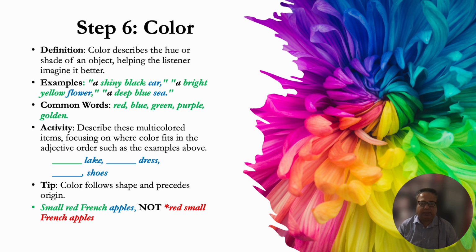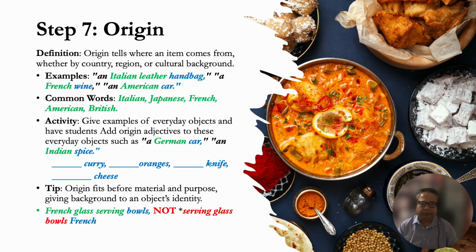So can you do the activity real quick? It would not take you a long time. Lake, dress, shoes, these are nouns. I need you to use a color adjective to modify these nouns. Okay? So like, what color of dress is it? Use an adjective to describe each of these nouns. The example down below, as we did in the last slide, is small red French apples, which is the correct word adjective order, not red small French apples. Correct? All right. Okay.